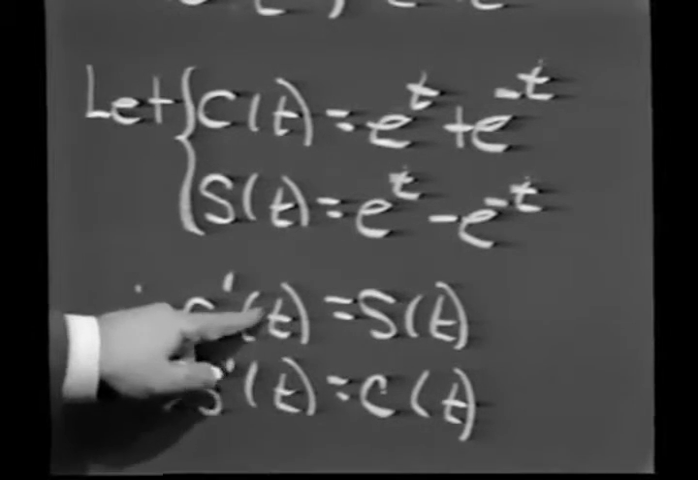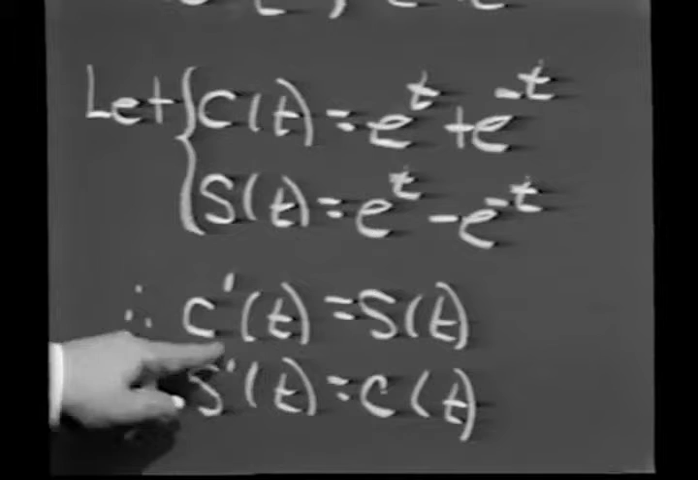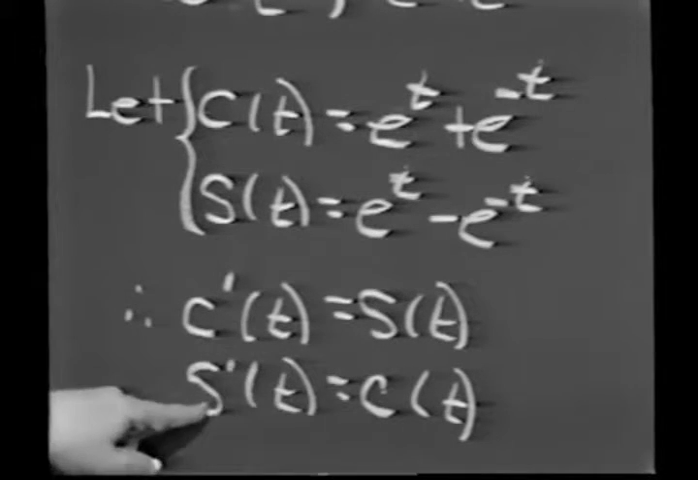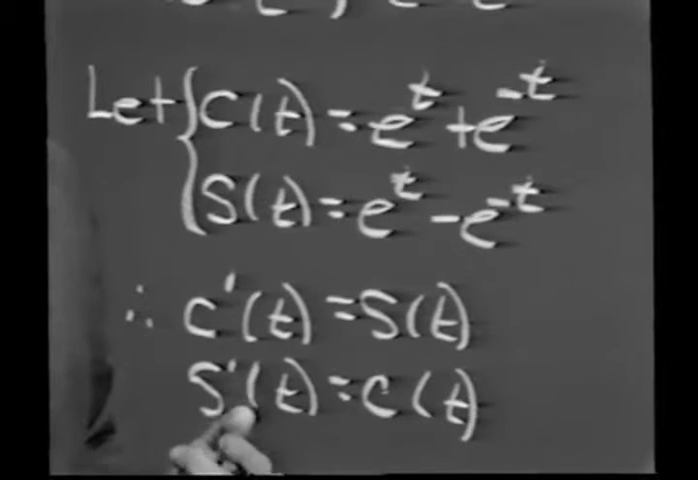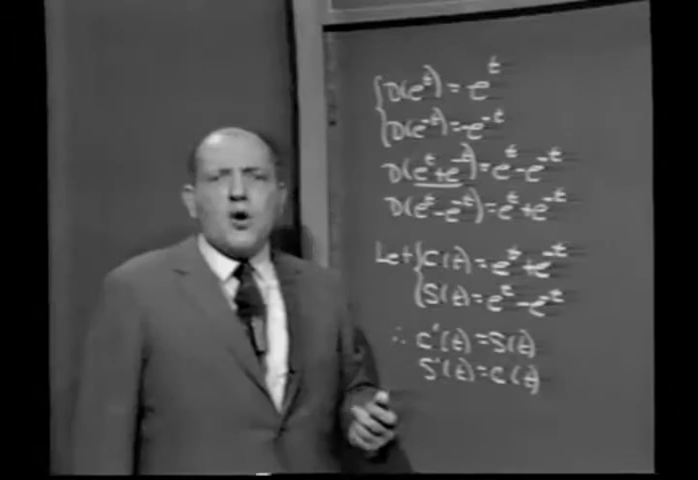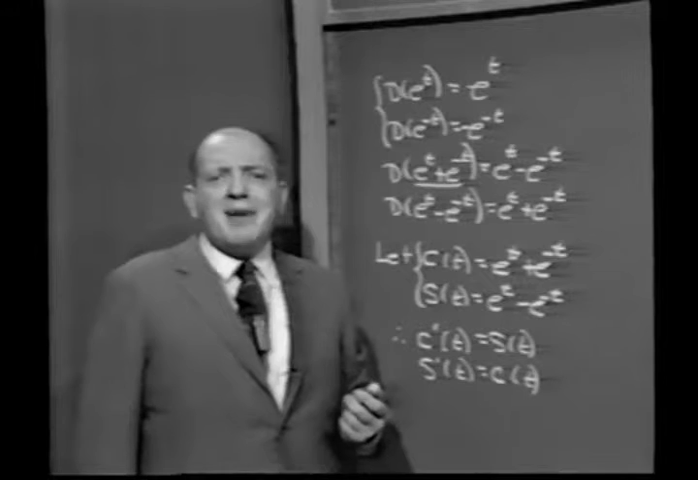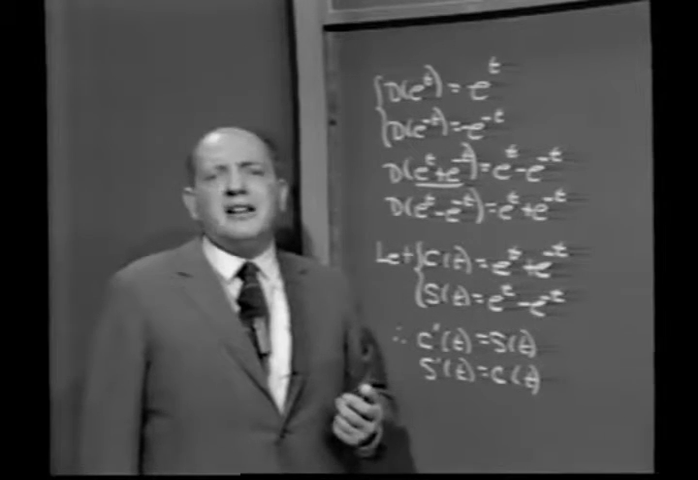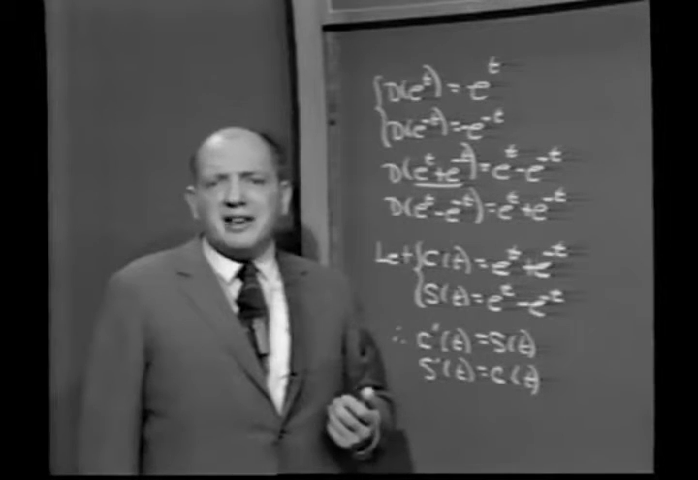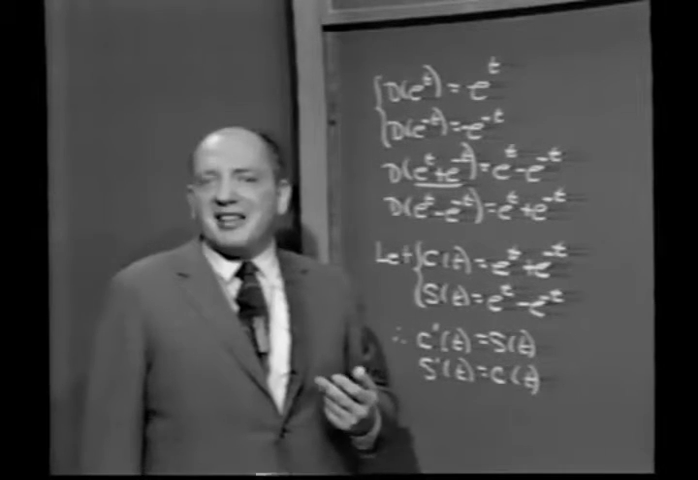Nonetheless, we get a little bit suspicious about this. We see that the derivative of c is s, derivative of s is c. We remember that there was a basic identity involving sine squared plus cosine squared. We might get the premonition that maybe there's some relationship between s squared and c squared. And one of the best ways of checking out a premonition is to just check it out. I mean, let's just see what happens.